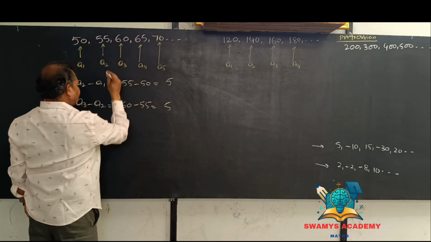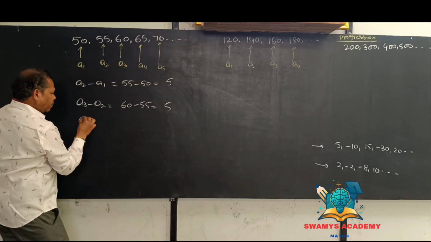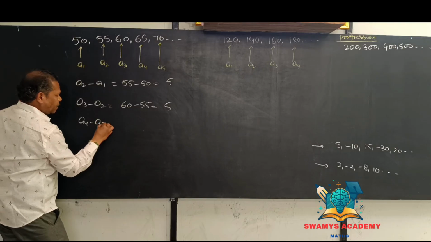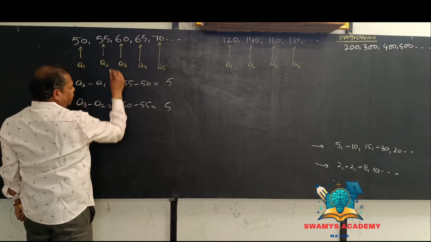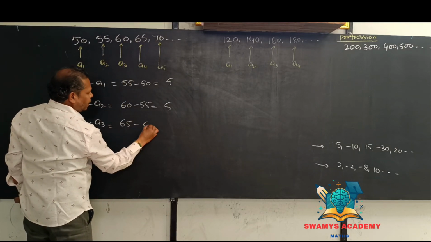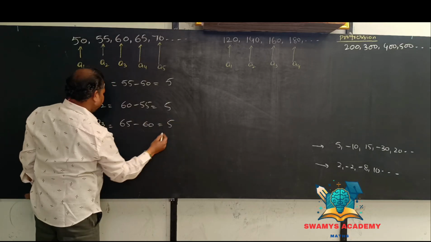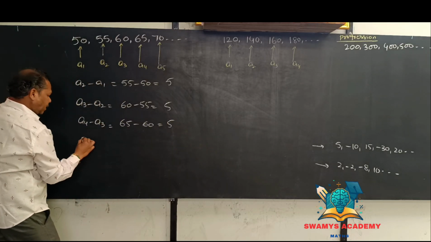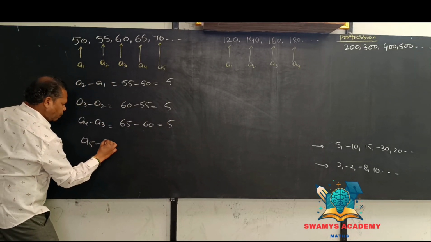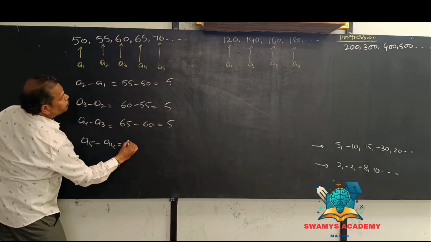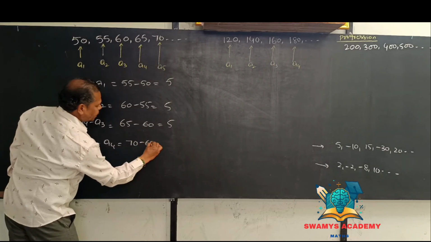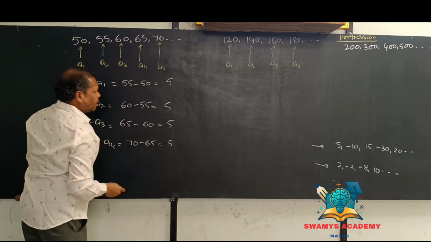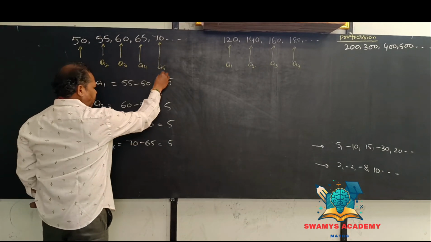Next, A4 minus A3. A4 value is 65, A3 value is 60, and you get the answer 5. Next, A5 minus A4, that is 70 minus 65, and we get the answer 5. Now we are getting the same answer.